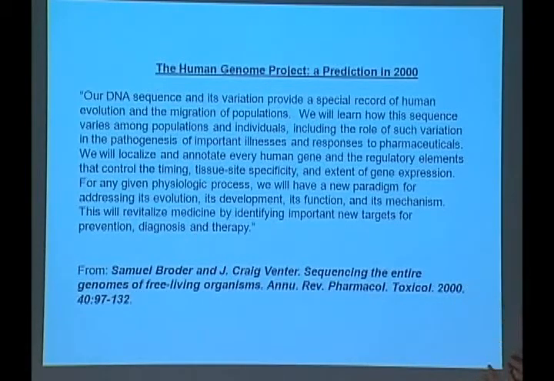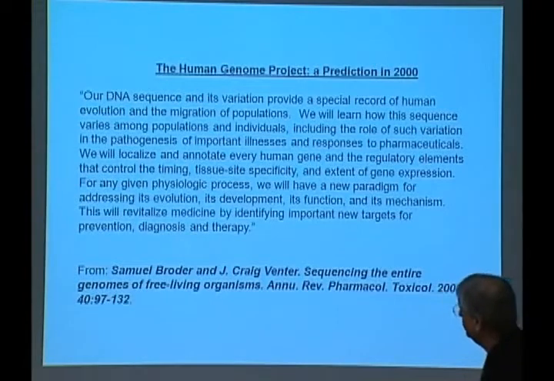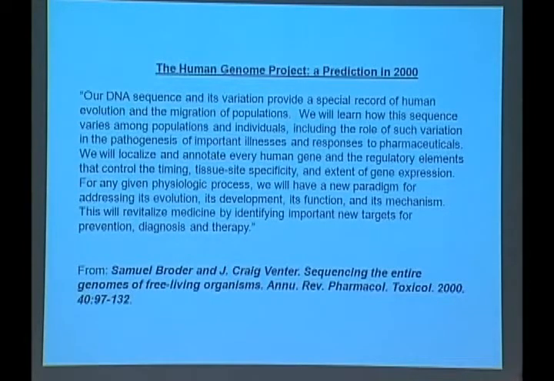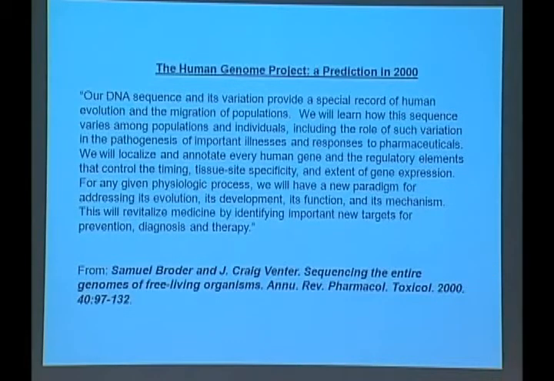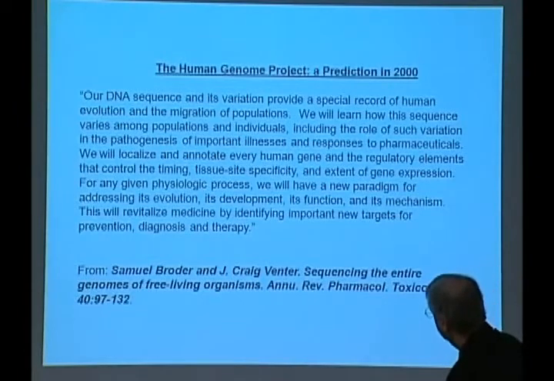So our DNA sequence and its variation provide a special record of human evolution and the migration of populations. This was written before the genome was actually completed. So we will learn how this sequence varies among populations and individuals, including the role of such variation in the pathogenesis of important illnesses and responses to pharmaceuticals. We will localize and annotate every human gene and the regulatory elements that control the timing, tissue site specificity, and the extent of gene expression. And for any given physiologic process, we will have a new paradigm for addressing its evolution, its development, its function, and its mechanism. This will revitalize medicine by identifying important new targets for prevention, diagnosis, and therapy.